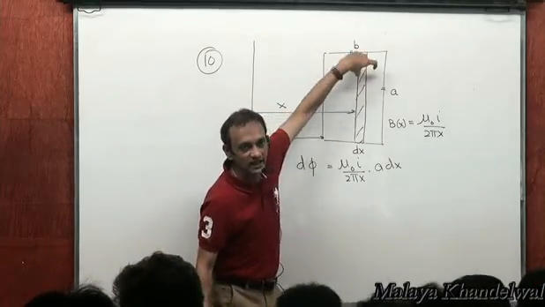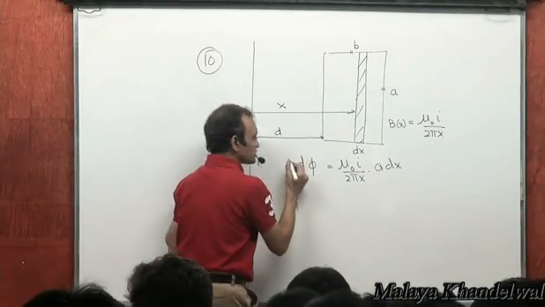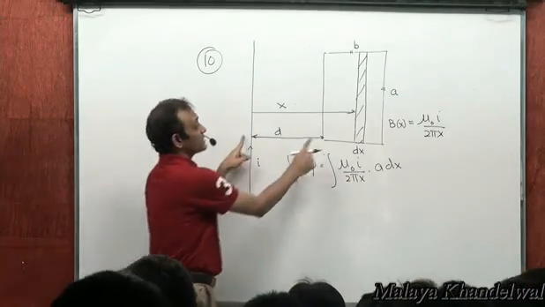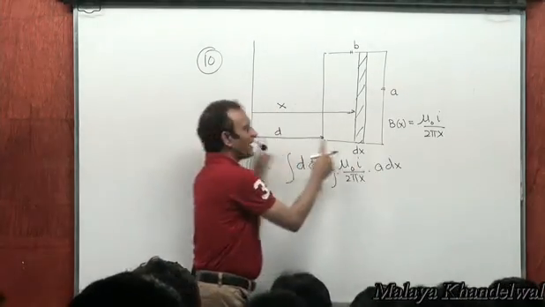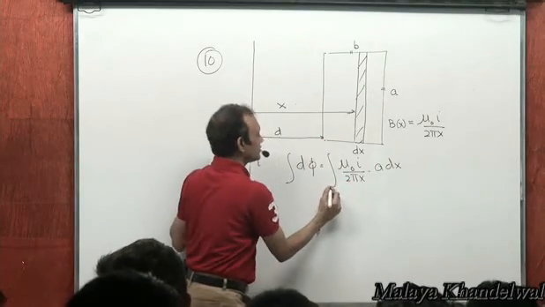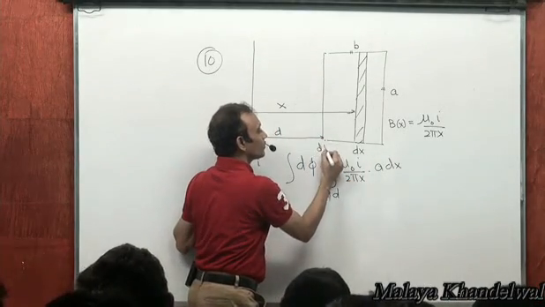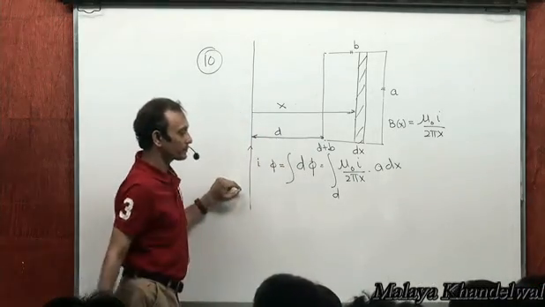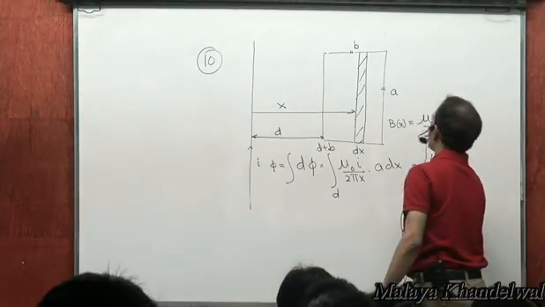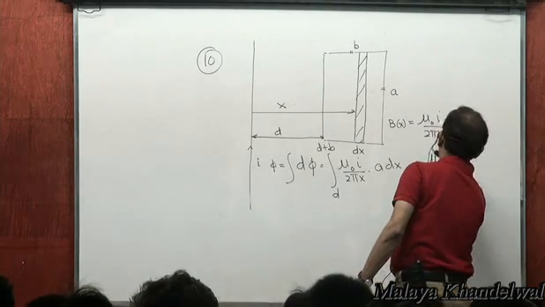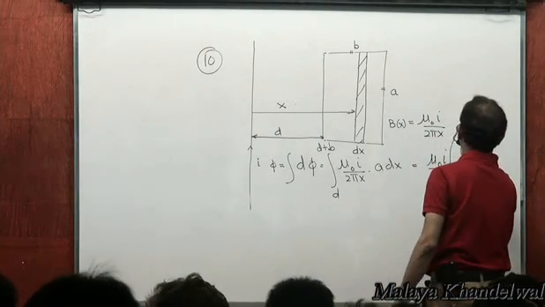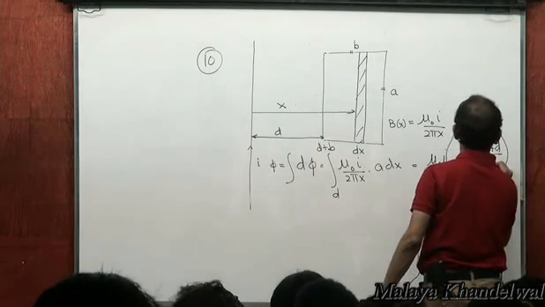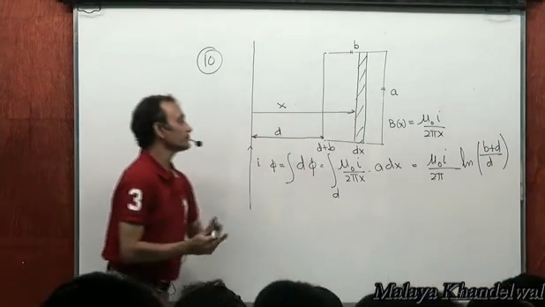A into dx is the area of the shaded portion. So the total flux is going to be the sum of all of this, where x runs from D to D plus B. That's the flux phi, which when you integrate is mu naught I divided by 2 pi log (B plus D) divided by D.